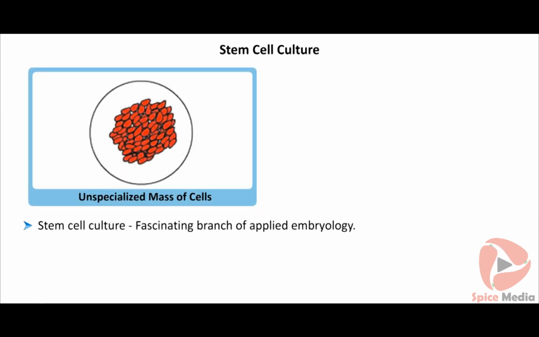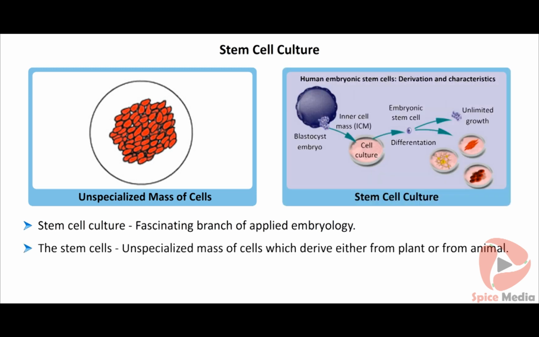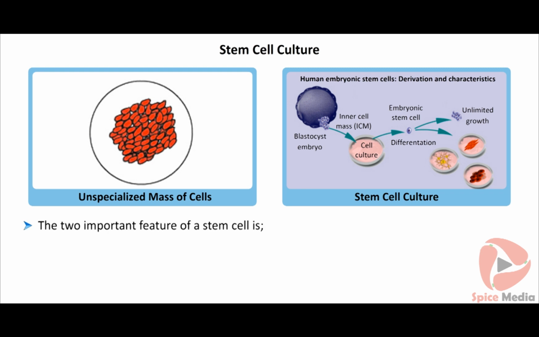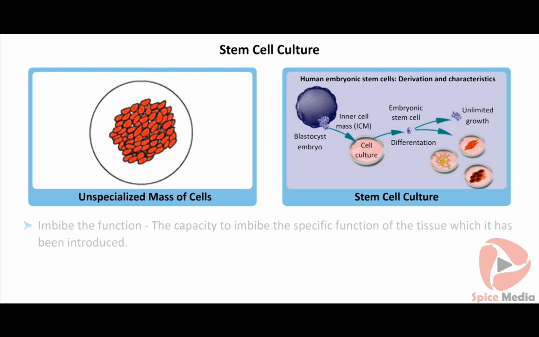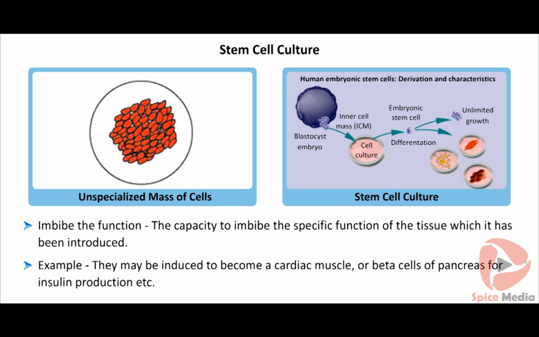Stem cell culture is a fascinating branch of applied embryology. Stem cells means an unspecialized mass of cells which derive either from plants or from animals. The two important striking features of a stem cell are that the cell should be unspecialized but should have the potentiality of growing and multiplying mitotically into countless numbers of the same type of cells. They must have the capacity to imbibe the specific function of the tissue into which they have been introduced. For example, they may be induced to become cardiac muscle or beta cells of the pancreas for insulin production, etc.